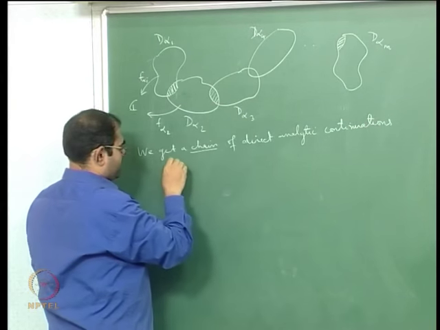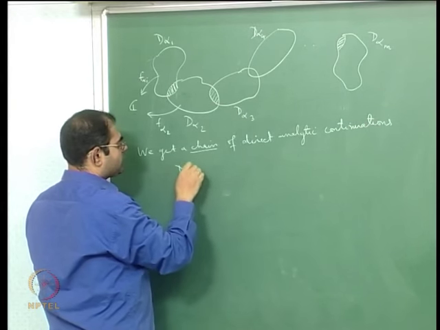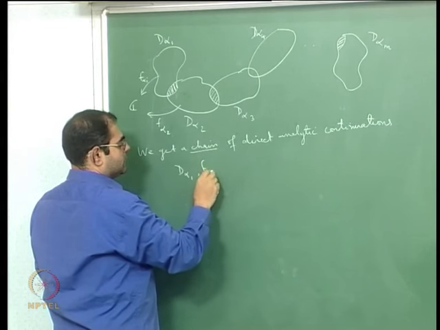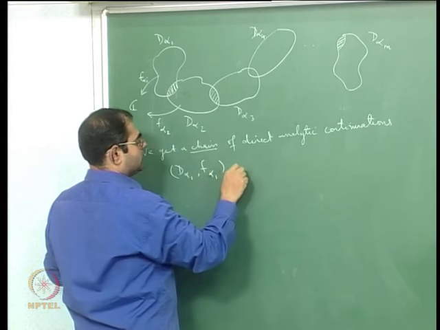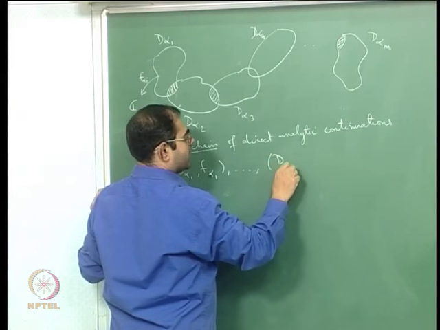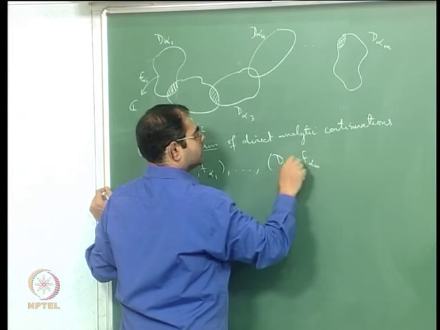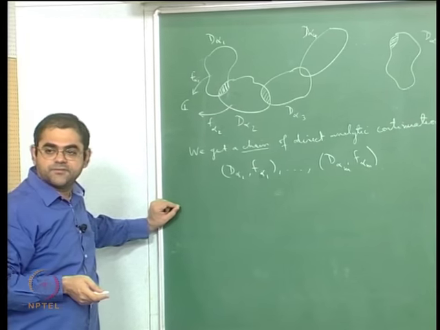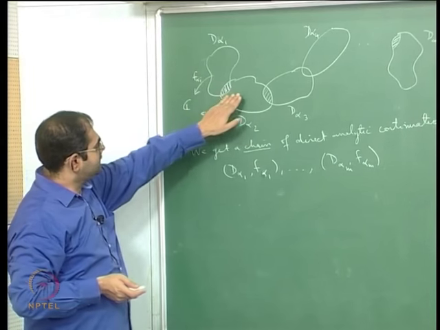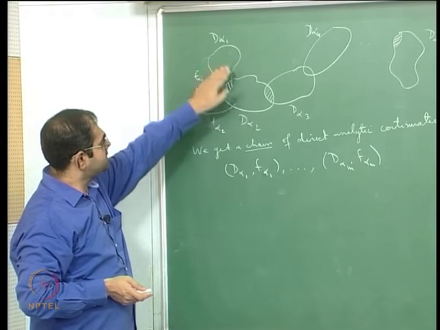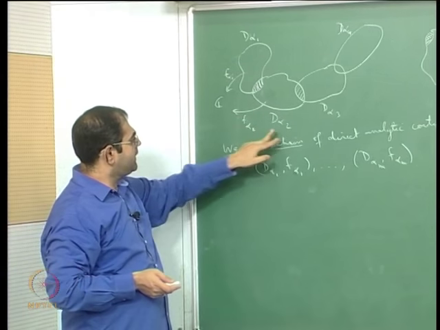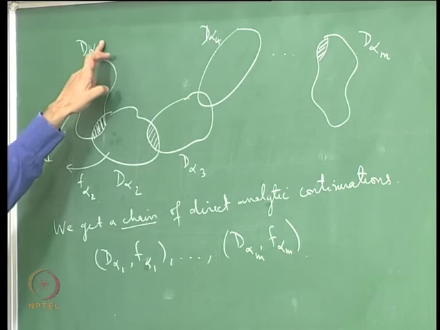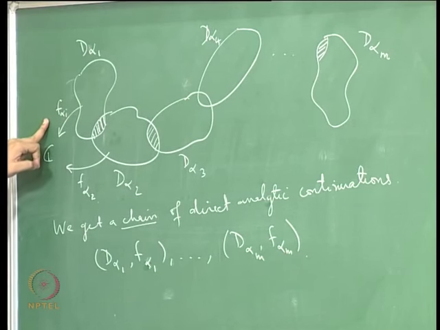So (D_α1, f_α1), (D_α2, f_α2), up to (D_αm, f_αm). This is a chain of direct analytic continuations. Namely, the pair (D_α2, f_α2) is a direct analytic continuation of (D_α1, f_α1), okay.